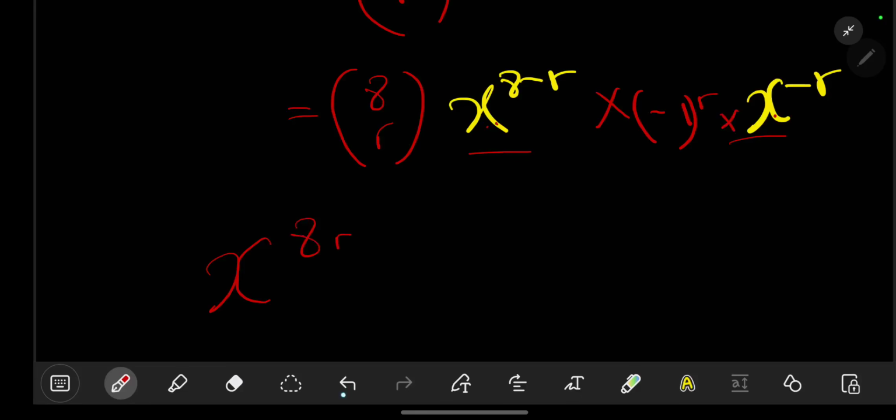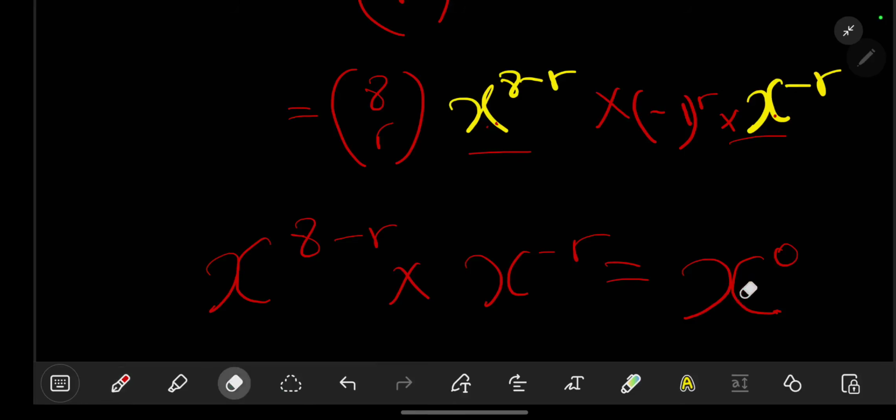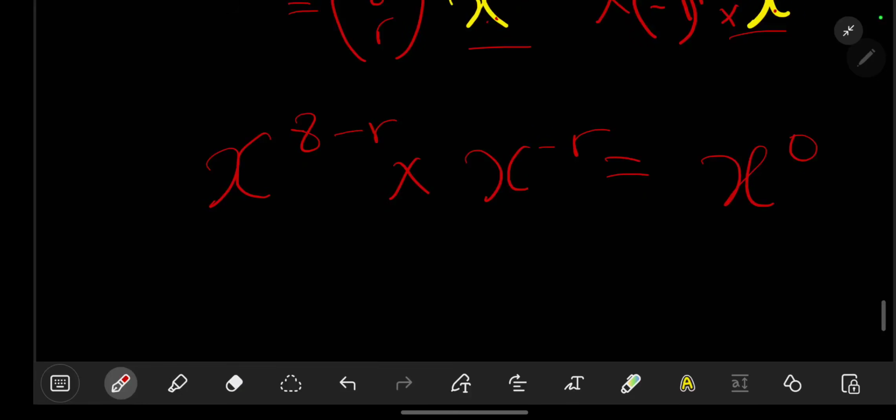So we are going to say if we multiply this times the x to the power negative r, we want a term that doesn't have x, so we are going to equate it to x to the power 0. Because why? We know that x to the power 0 is equal to 1. So that's why we equate it to x to the power 0, so that we can find the value of r. So we are going to say this times this, we keep one base at the power, so it will be 8 minus r. We have this minus r should be equal to x to the power 0.